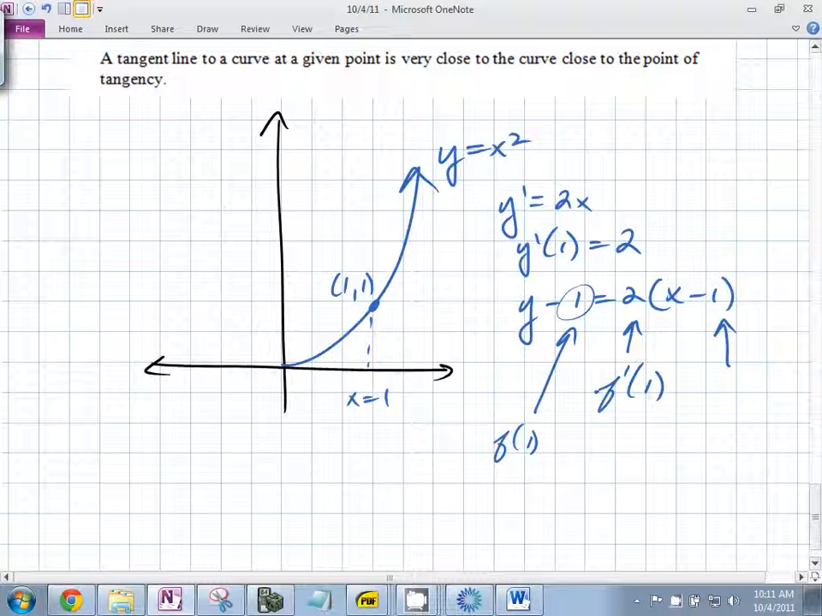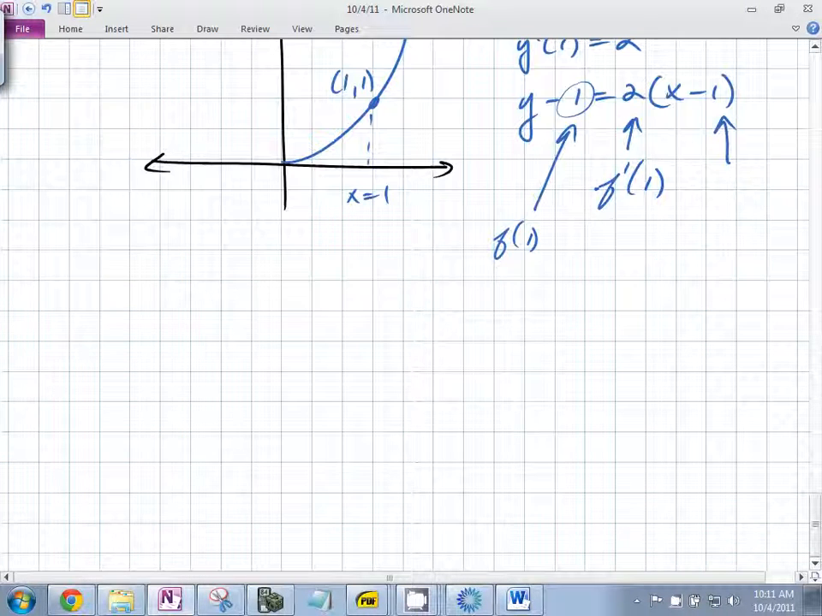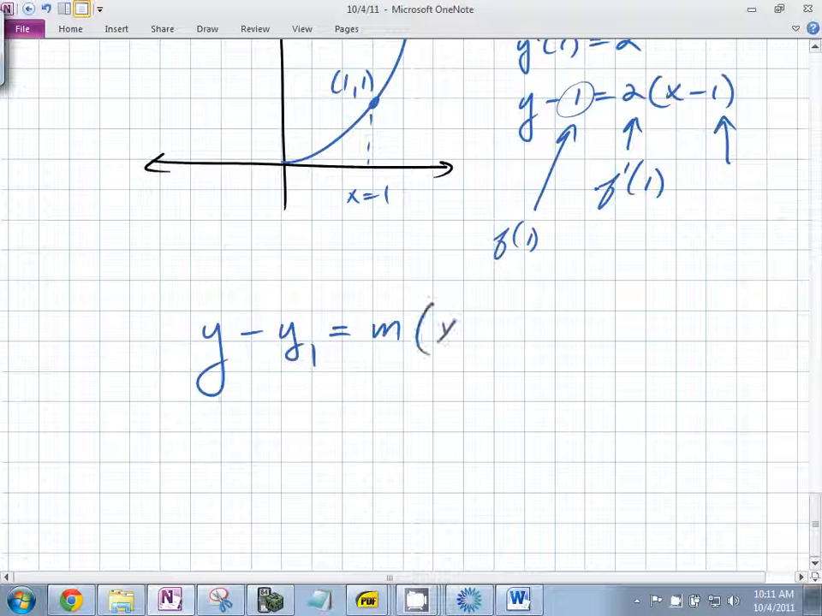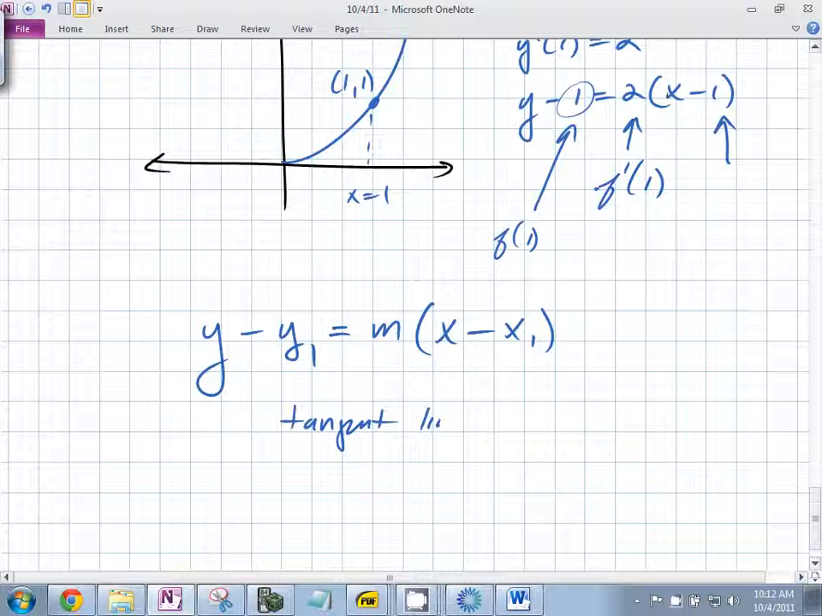Let's generalize this a little bit. So we know that point slope form is y minus y1 is equal to the slope times x minus x1. Let's say instead of saying x, let's generalize this to all functions and all x values. So let's say we want the tangent line at x equals a.